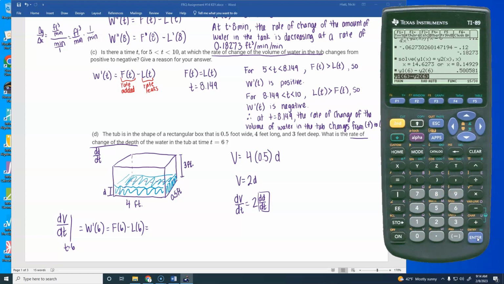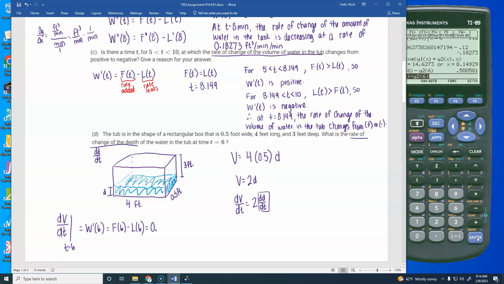You don't have to take the derivative because W prime is just, because F and L are rates, they're kind of like already derivatives, right? So we don't have to take the derivative here. We're just subtracting those. So we'll get 0.500581. So that goes over here. 0.500581 is going to equal 2 times dD/dt.